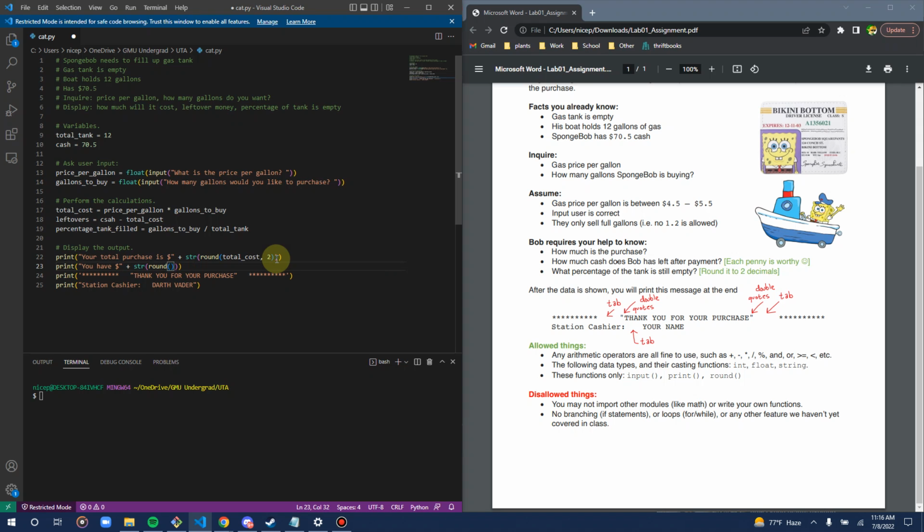Sorry, not cash. I actually created a variable called leftovers with an S. Yeah, leftovers 2, and then outside here, I'm going to actually add the word leftover. So it's going to say, you have like 5.50 left over. Nice and clean. I have a comma here to add a space.